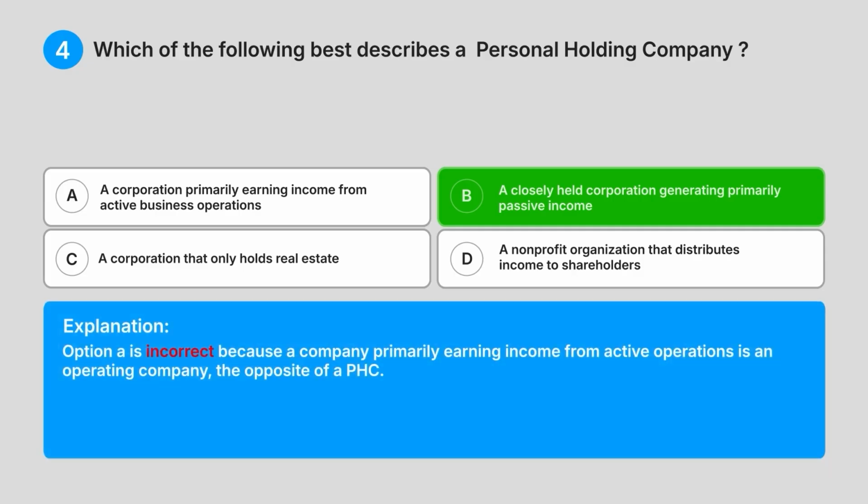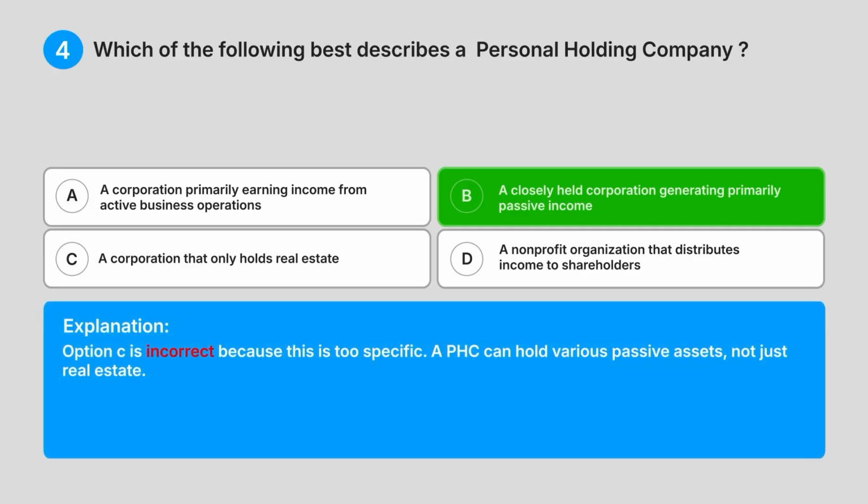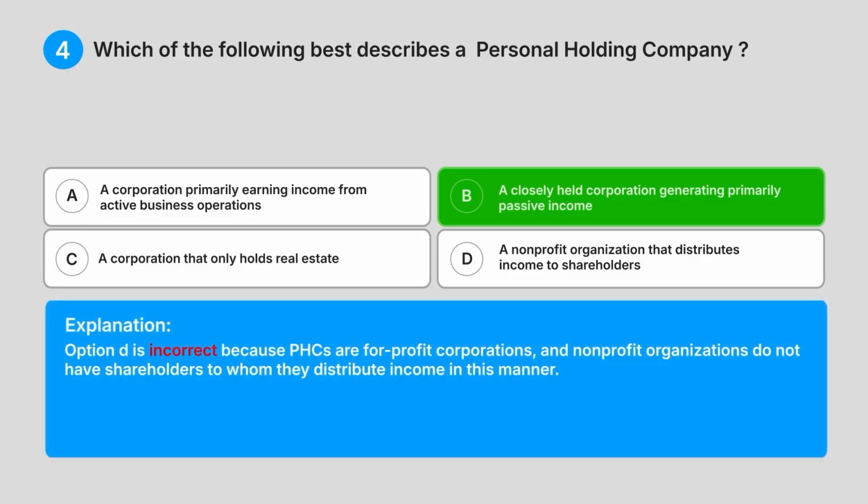Option A is incorrect because a company primarily earning income from active operations is an operating company, the opposite of a PHC. Option C is incorrect because this is too specific. A PHC can hold various passive assets, not just real estate. Option D is incorrect because PHCs are for-profit corporations, and non-profit organisations do not have shareholders to whom they distribute income in this manner.